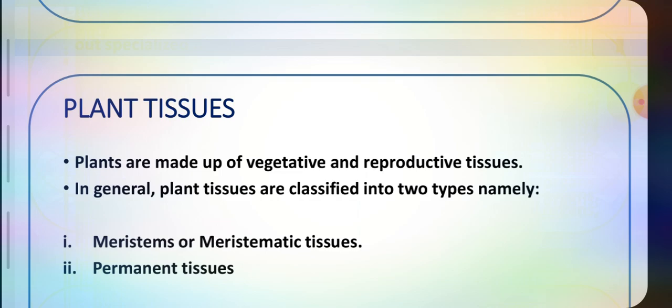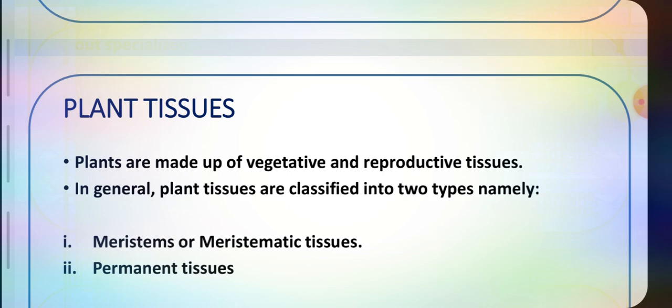And what are the reproductive? Flower is reproductive. What is the reproductive organ of a plant? Flower is the reproductive organ. And in the flower you will find androecium and gynoecium. Androecium is the male sex organ, and gynoecium is the female sex organ. So plants are made up of vegetative as well as reproductive tissues.